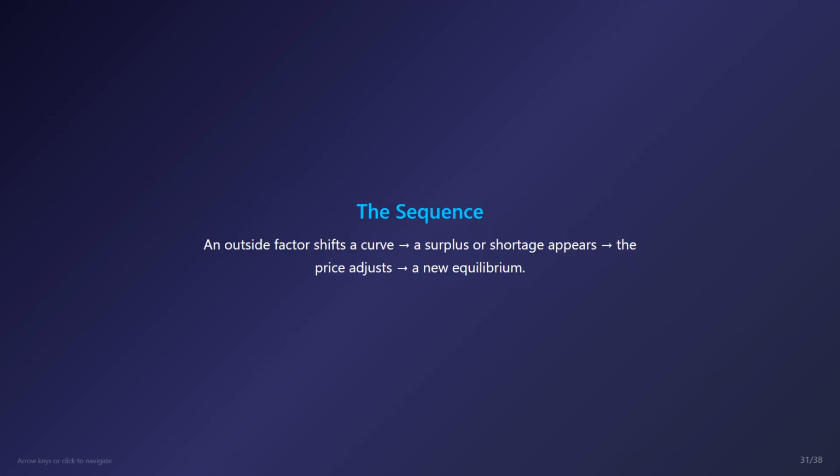So here is the full sequence of any market event. An outside factor shifts a curve. That creates a surplus or a shortage. The price then adjusts to clear it, and the market settles at a brand new equilibrium.